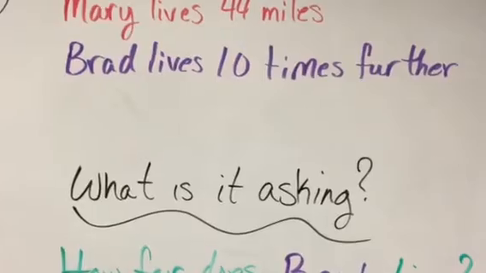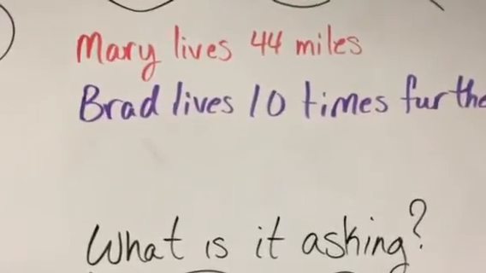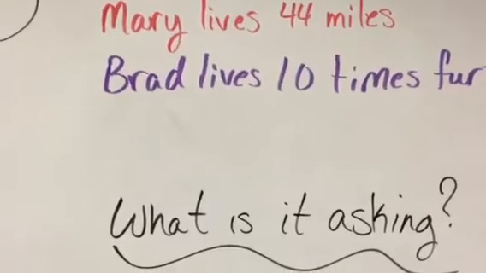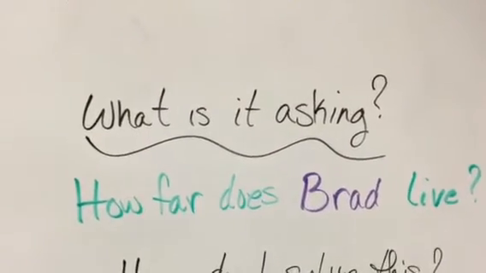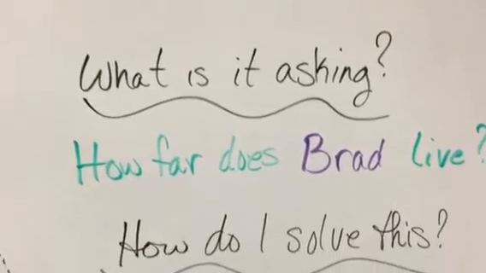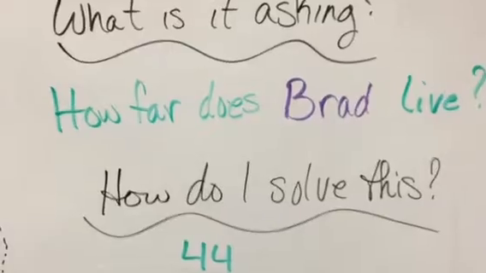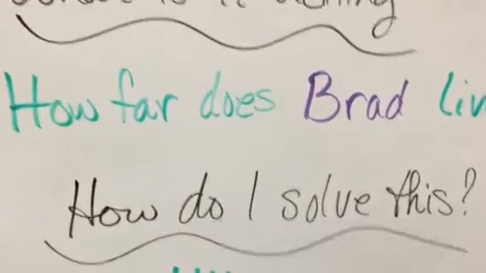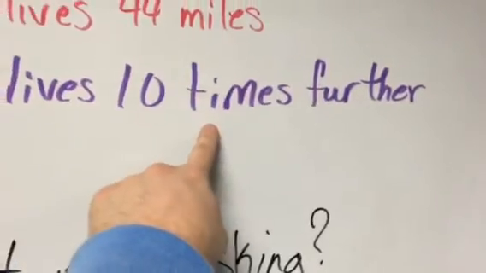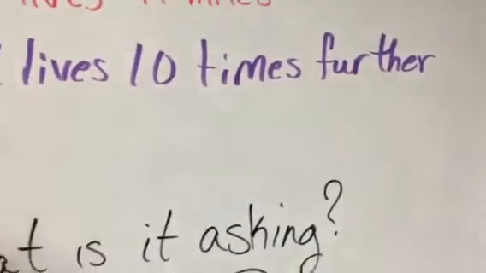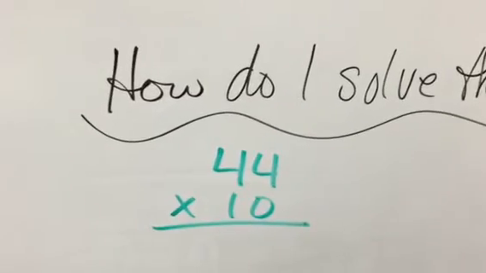Next is when we ask ourselves, well, what is it asking? Because remember, a lot of times we might find out that there are two questions that it's asking. This one's only asking one. It's how far does Brad live? Then once you know what it's asking and what you know, how do I solve it? Well, if I want to know what 10 times further than 44 is, I need to multiply them. So I do 44 times 10.